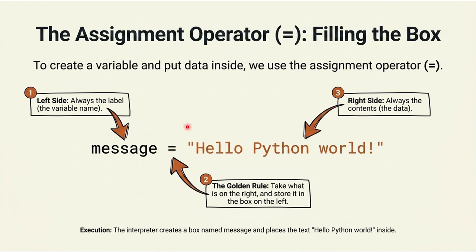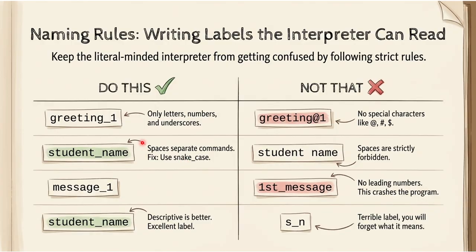So what does it mean? What is on the right, which is hello Python world, store it on the left, which is message. So hello Python world will get stored into this message. So how the execution happens: the interpreter first creates a box named message and places the text hello world inside it. So this one is clear. Now let's move on to the next slide.